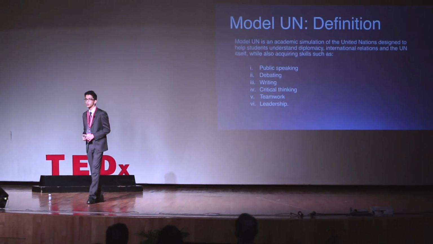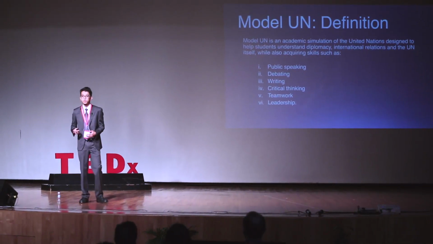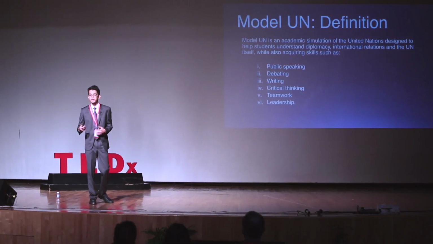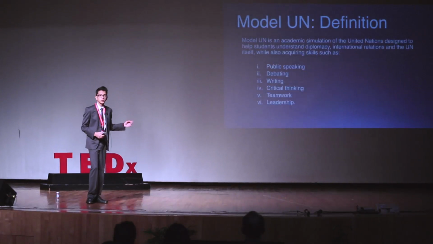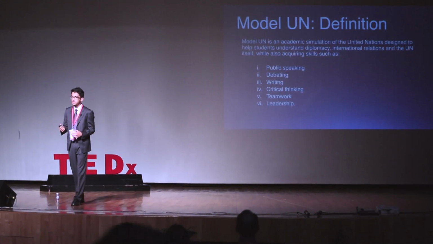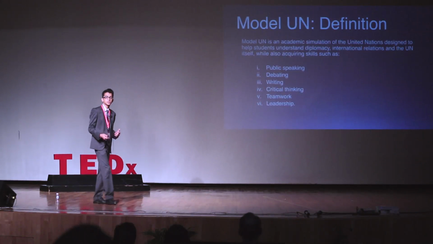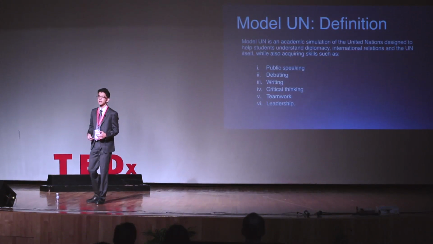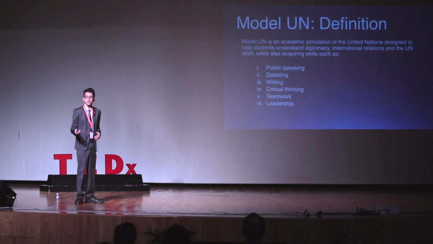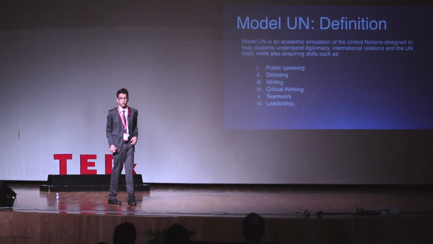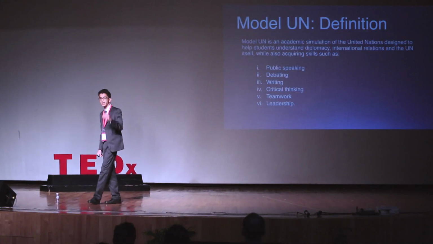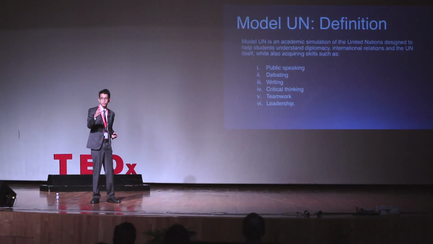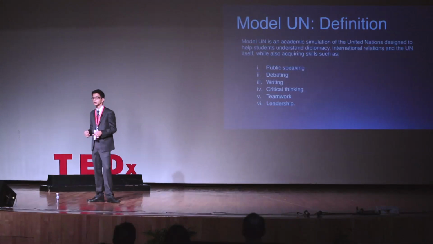Right. Now, a general definition of a Model UN, which describes everything it is to everything that it can do for a student, will likely go as follows. Model UN is an academic simulation of the United Nations designed to help students better understand diplomacy, international relations, and the working of the United Nations itself, while also acquiring skills such as, and this is the important part, public speaking, debating, writing, critical thinking, teamwork, and leadership.